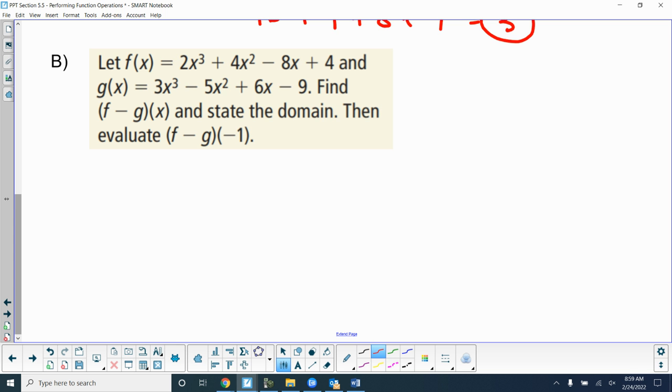Pay attention too. Sometimes they might put G minus F. Change the order. It might not always be F minus G. It might be G minus F. They might use H also for a function. Or you can use any letter. Most of the time you just see F and G though.